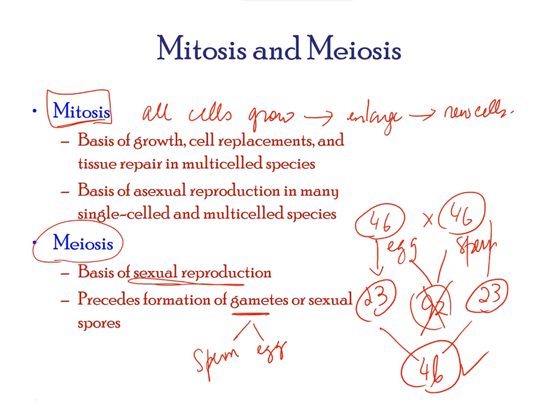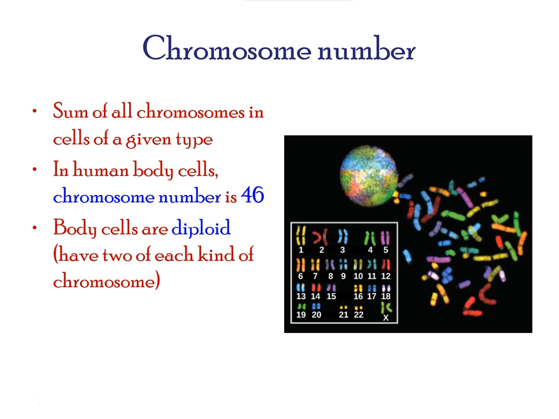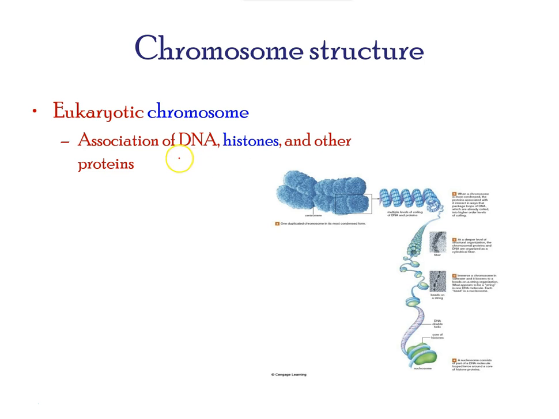In eukaryotes, chromosomes consist of deoxyribonucleic acid, DNA, and various proteins including histones. Chromosomes loop around the ball of histones, thus resulting in a more condensed appearance.